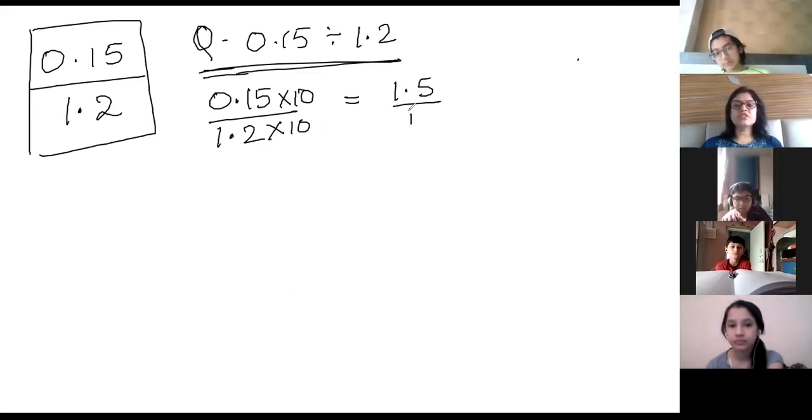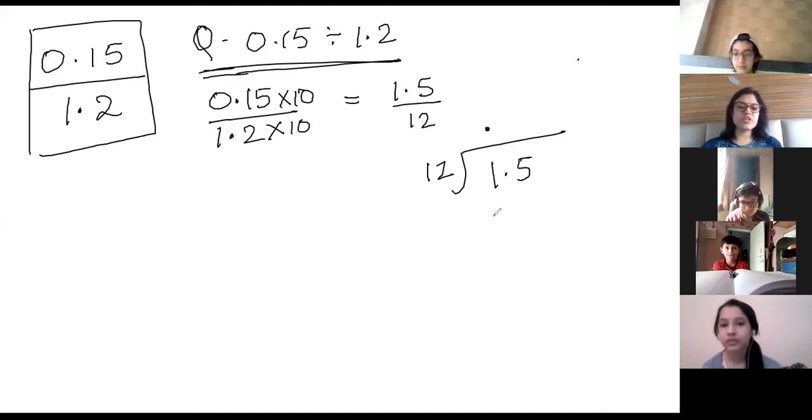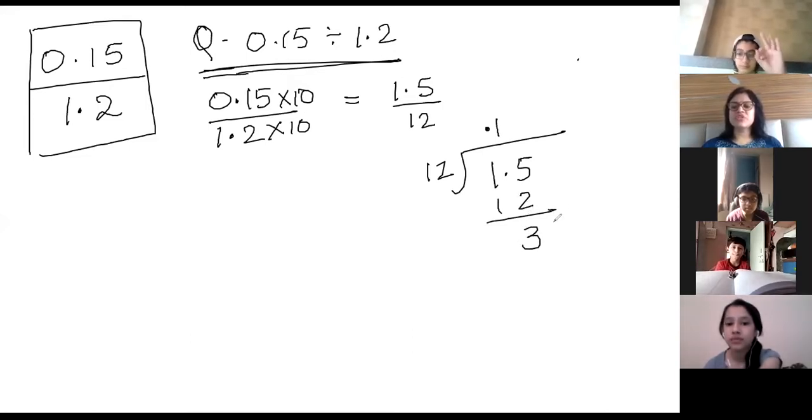So what is the answer over here? 1.5 upon 12. Now we will divide 1.5 by 12. 12 will not go into 1, so 15 I have to take, but 15 has a point in between, so I'll put a point. 0 point. 12 ones are 12. Now 15 minus 12 is how much? 3. Decimal already there, so the next 0 comes on its own.